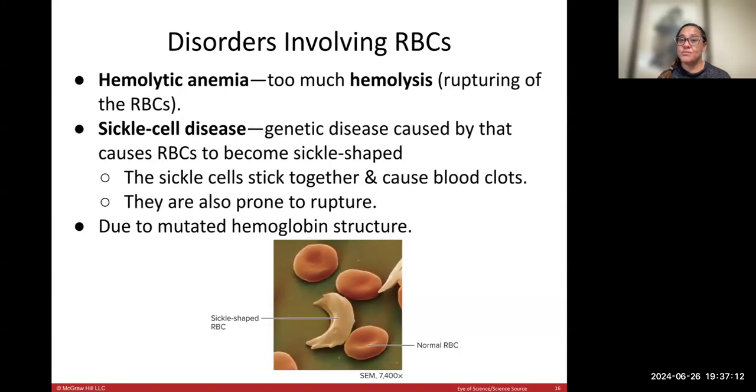Hemolytic anemia is too much hemolysis, or rupturing of the red blood cells, for some reason or another. And then sickle cell disease is a genetic disease which causes red blood cells to become sickle-shaped. The sickle cells stick together and cause blood clots. They're also prone to rupture, and it is due to a mutated hemoglobin structure. It is an actual mutation.